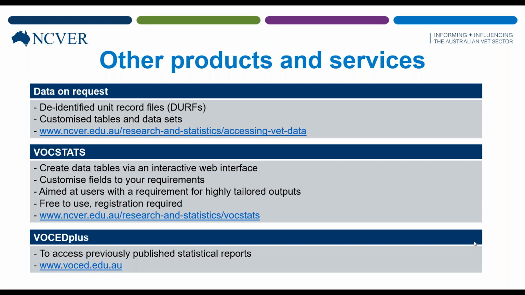VoxStats has video tutorials, user guides, and support contact details as well. The tool itself allows you to construct your own tables and has broader functionality than the data builders, as well as additional variables. Lastly, we can also produce de-identified unit record files. These are upon application only and require users to agree to a range of terms and conditions. Such files have been encrypted so that students and RTOs cannot be identified. If you are interested in finding out more, search for accessing VET data on the portal or refer to the link provided here on screen.